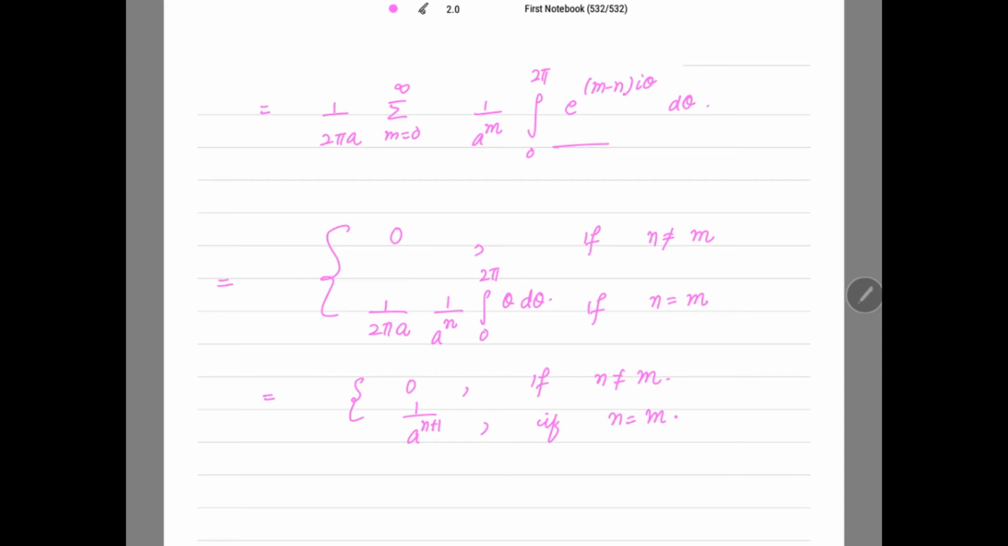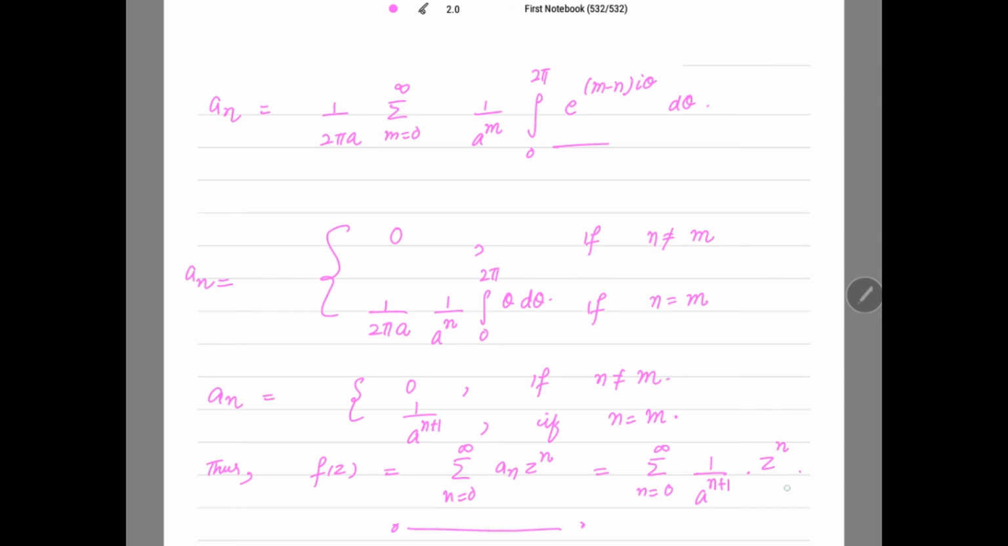Right? So put this value into our function. Thus f of z is equal to summation n going from 0 to infinity a n z the power n, that is equal to summation n going from 0 to infinity. What is a n? This is nothing but your a n. So this is 1 over a the power n plus 1 into z the power n. That's it. That's all about the result. This is our required f of z.